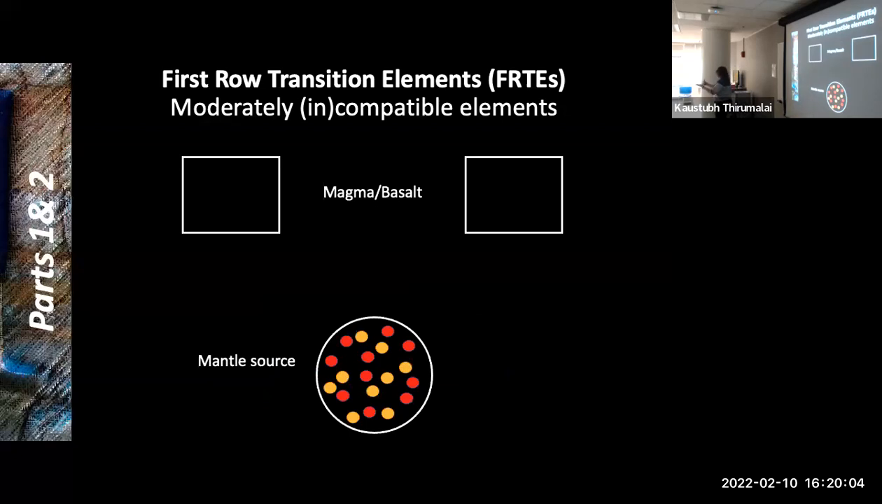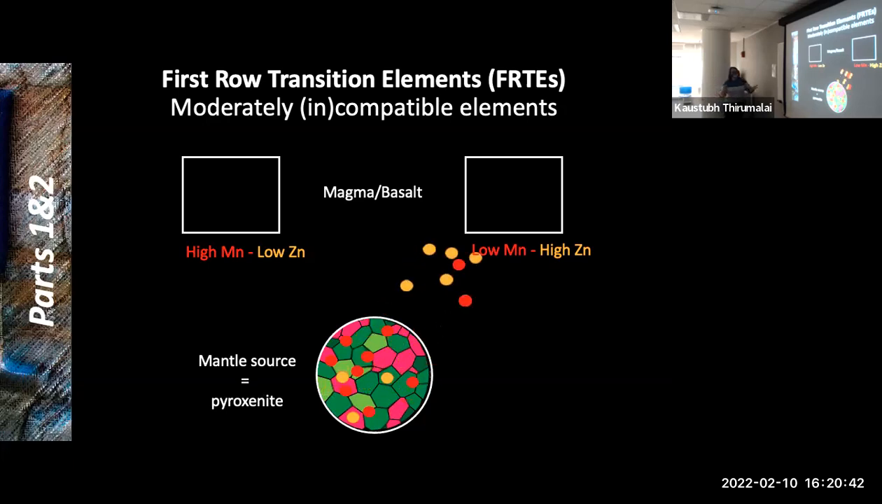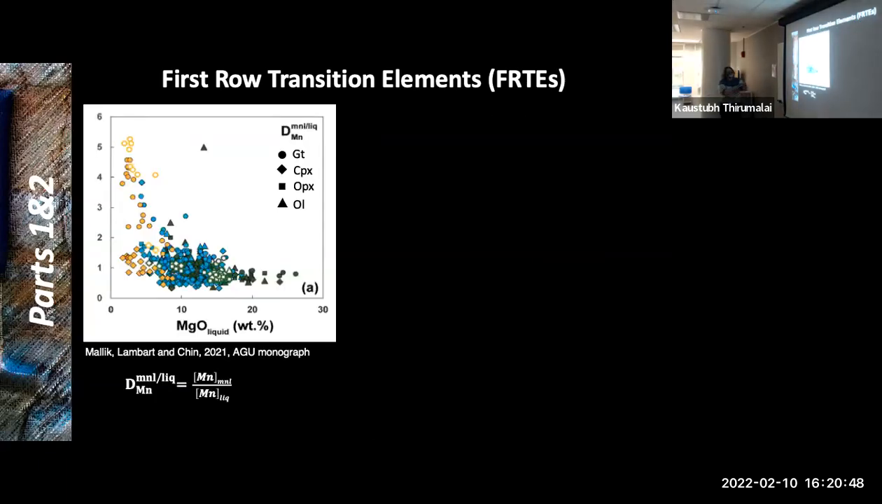Okay, let's consider a bulk composition. So you have a certain concentration of manganese and zinc in your mantle. If you have a peridotitic source, there is not so much garnet, so manganese is going to behave as an incompatible element, and zinc is going to be slightly more compatible. And so what you are going to create is a magma that has a high manganese/zinc ratio. If you now have a pyroxenitic lithology, which is dominated by garnet and clinopyroxene, manganese is going to be compatible, zinc not so much. So what you are going to generate is a magma with a low manganese/zinc ratio. Okay, so this is the theory.